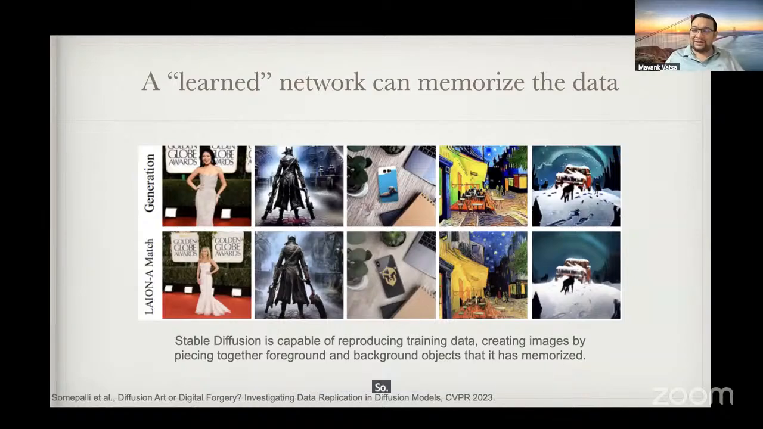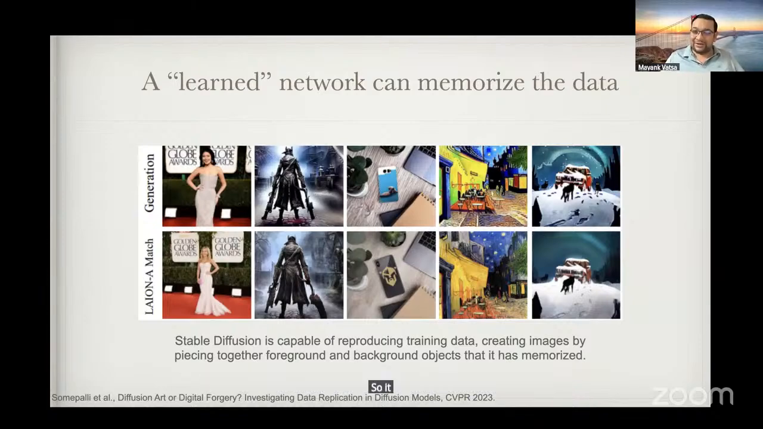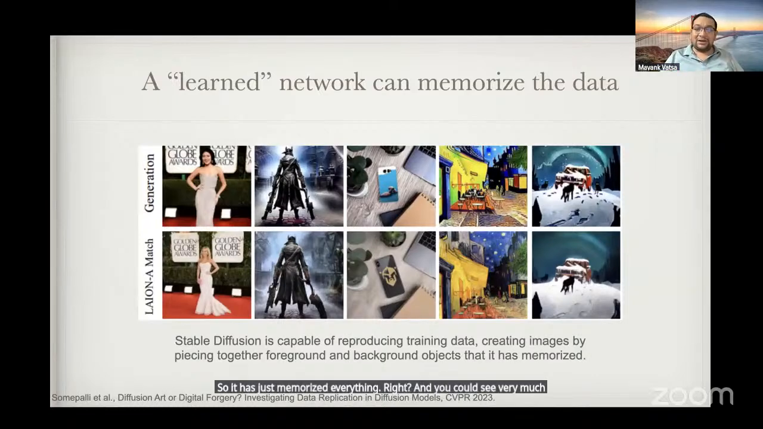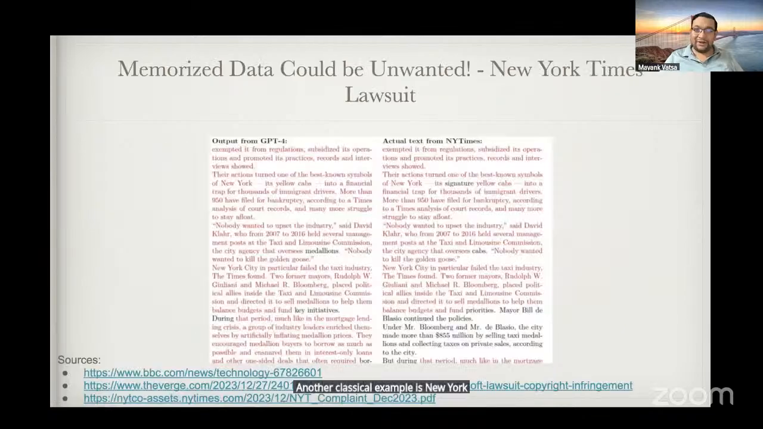So at the end of the day, it shows what many people talk about: it's a rote learning algorithm. It has just memorized everything, right? And you could see a very strong connection to the original sample it has been trained on. Another classical example is the New York Times lawsuit against OpenAI, where ChatGPT generated text which was way too close to the New York Times' actual text.